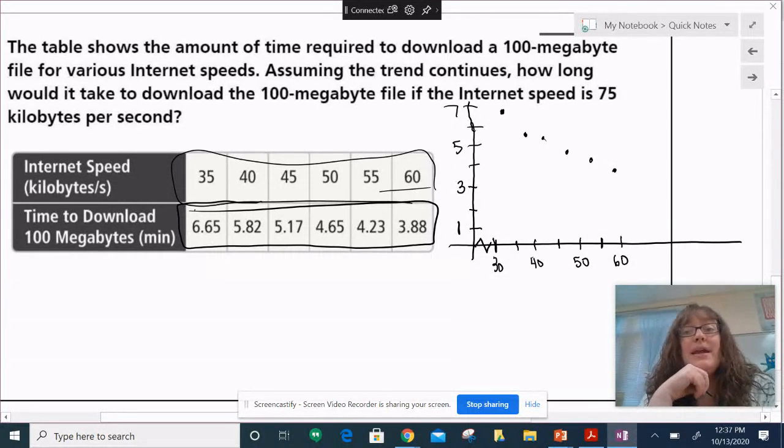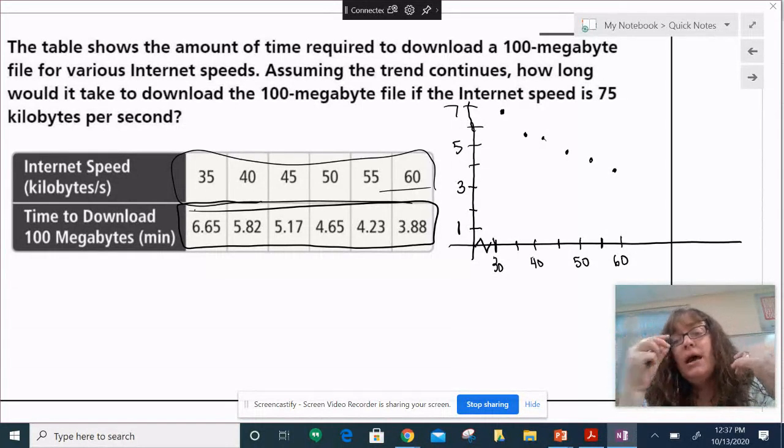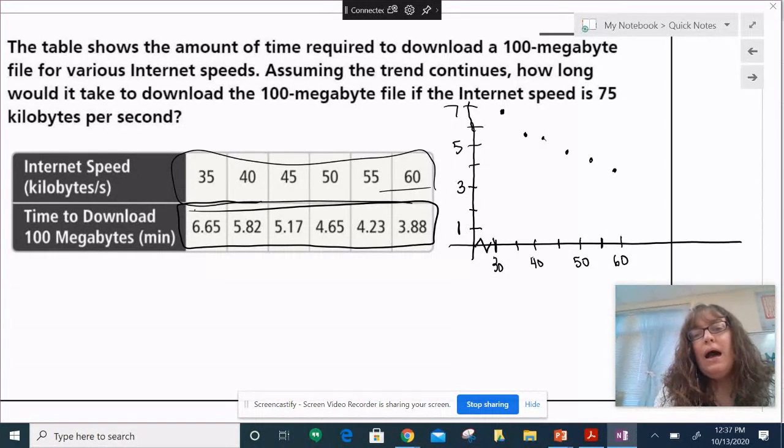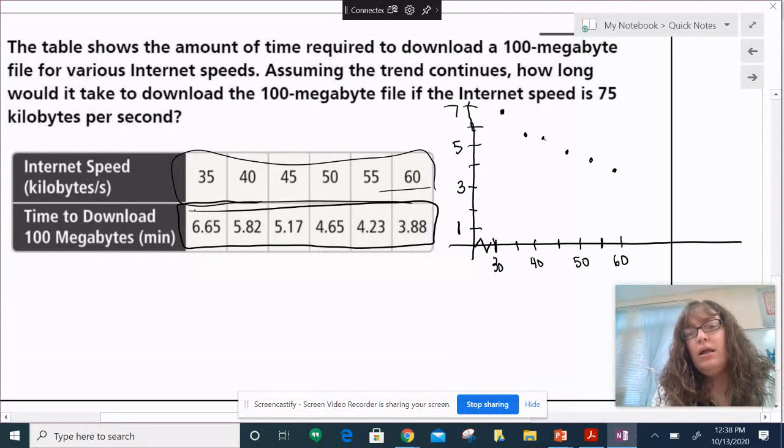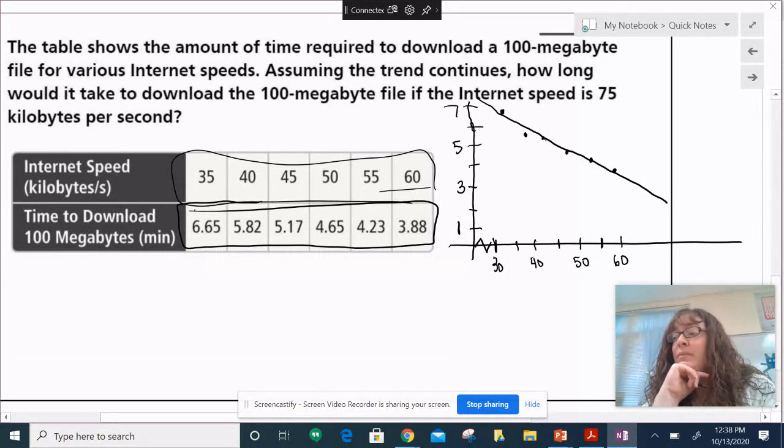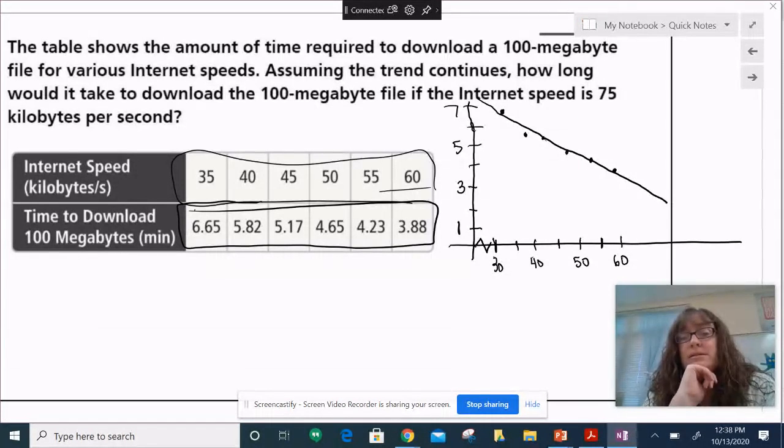All right, so looking at this, it looks like this is a pretty strongly associated scatter plot of information. And so I can go ahead and draw a line of fit to the best of my ability here. Now this time my line of fit looks like it hits quite a few of the points on this graph.